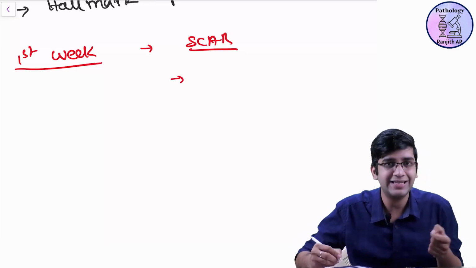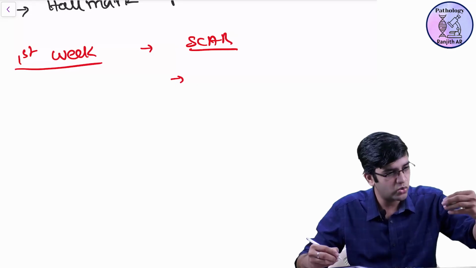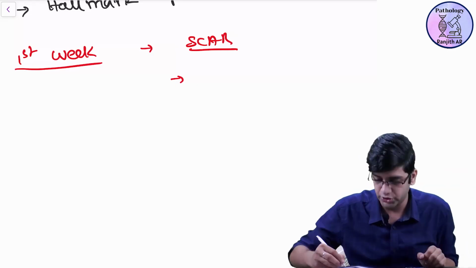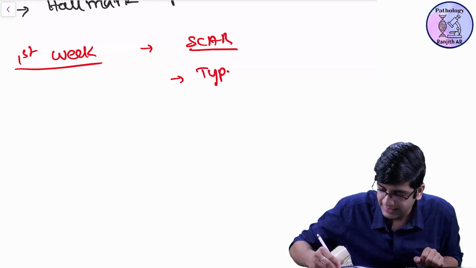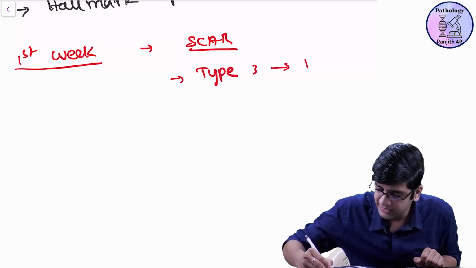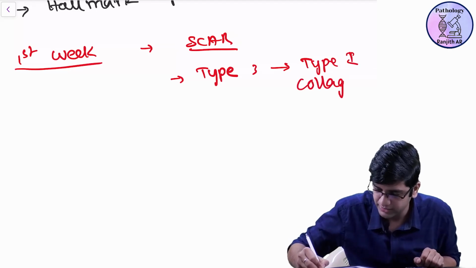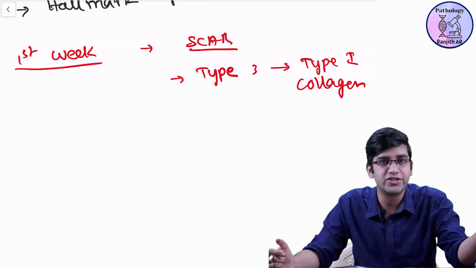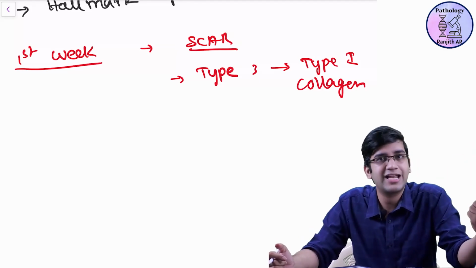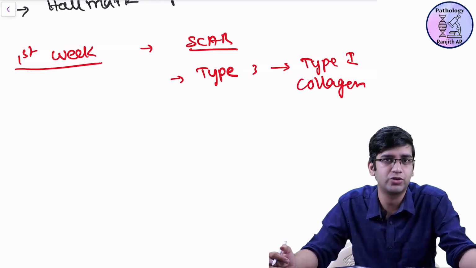What happens mainly in a scar is my blood vessels will slowly start to go away from the granulation tissue, and the most important thing is that type 3 will be getting converted to type 1 collagen. Why is this required? Simple reason. Type 1 collagen is the strongest. I don't want to have a weak collagen, a weak scar. It will get converted to type 1 collagen.